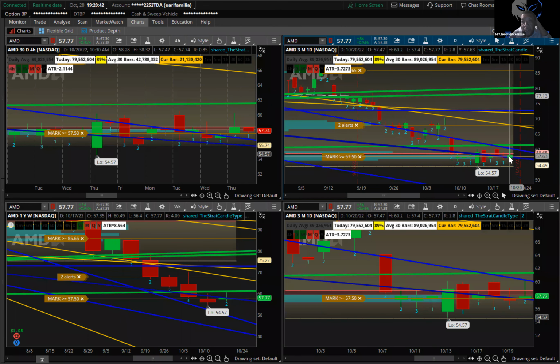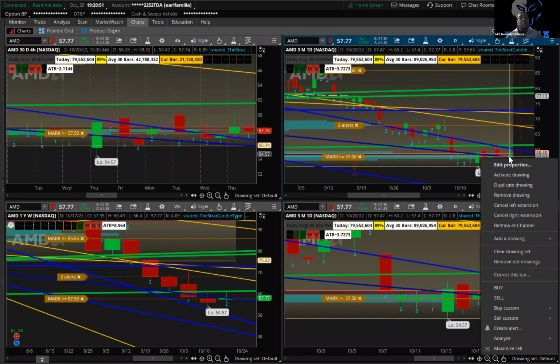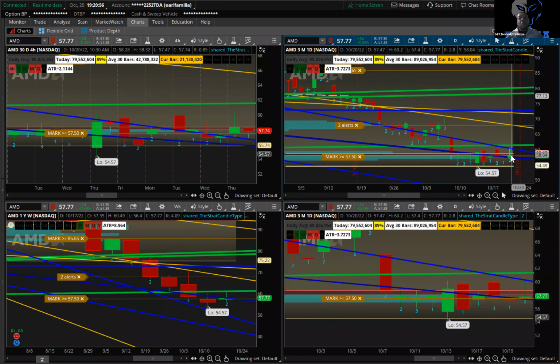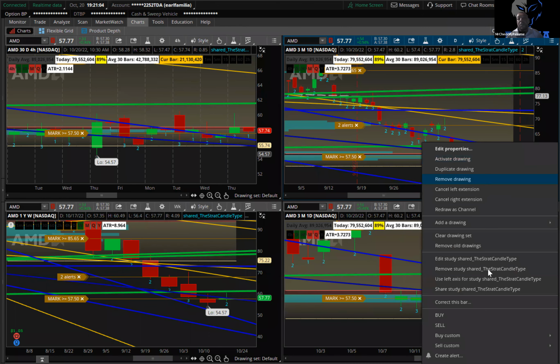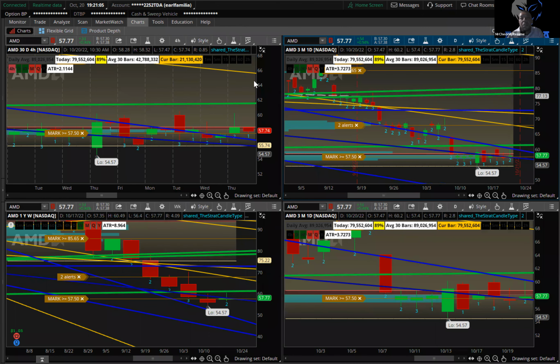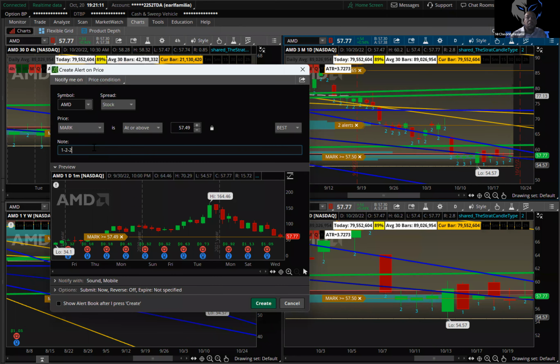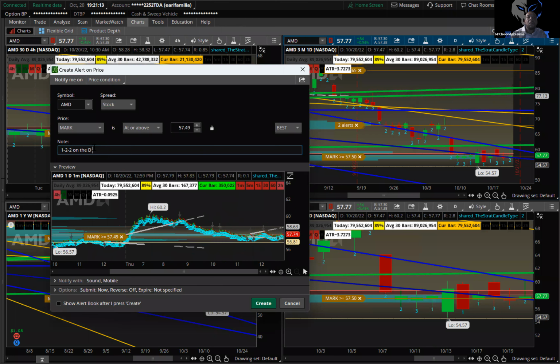Shooter below 57.40 will be an entry. 122 on AMD. $57.40.